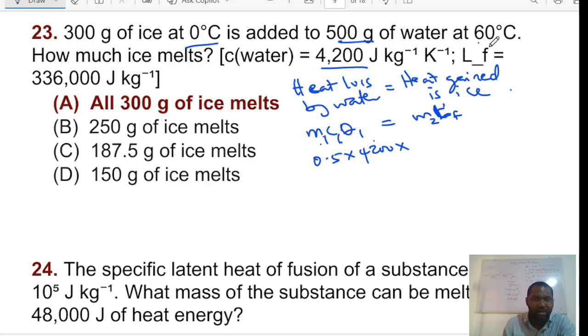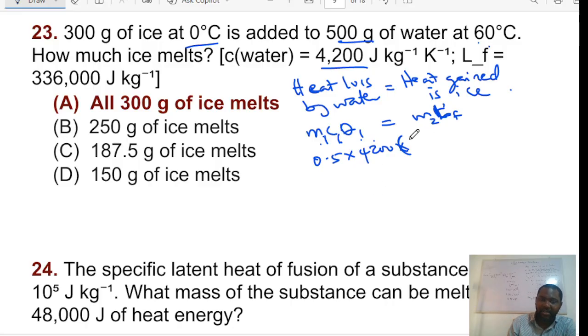We are not given the temperature of the mixture. Okay, how much of ice melts? So that means the final temperature is still 0 degrees Celsius, because the heat was only enough to melt the ice. The temperature did not change. I hope you understand that.